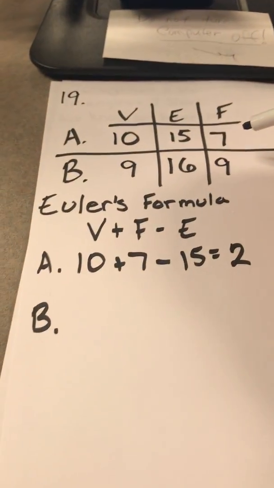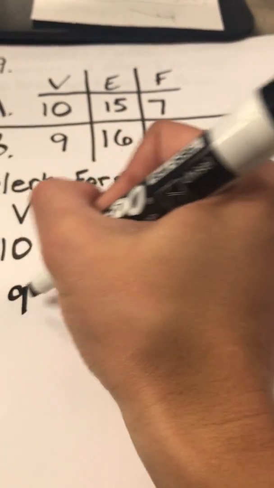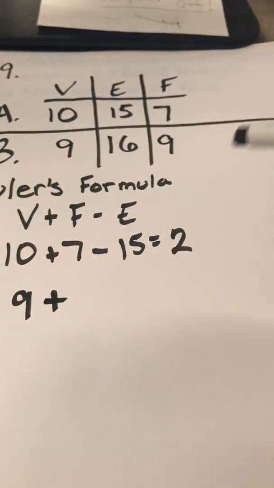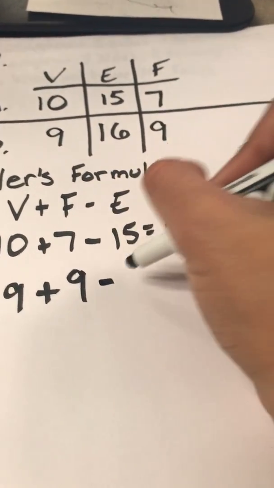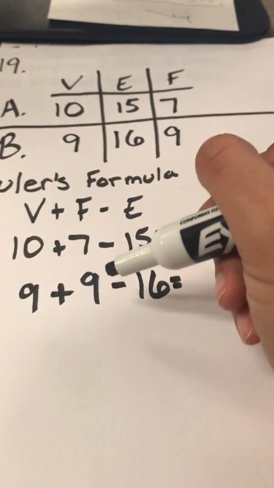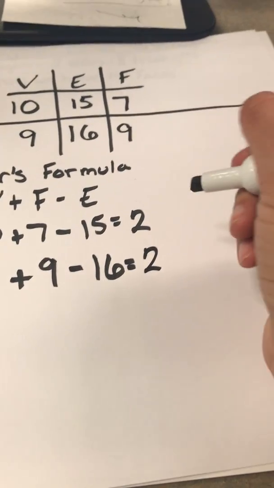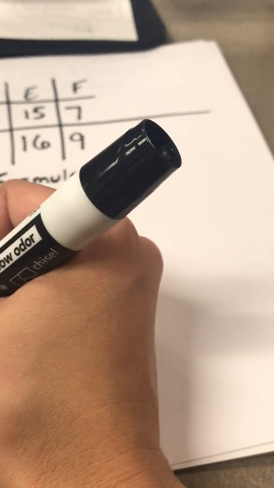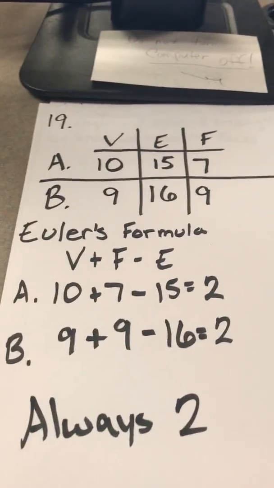Now we're going to do Euler's formula again. For vertices, we had 9, plus faces was 9 again, minus edges, which was 16. 9 plus 9 equals 18, and then minus 16 equals 2. And for Euler's formula, we find that the answer is always going to be 2, no matter what. It's always going to be 2.